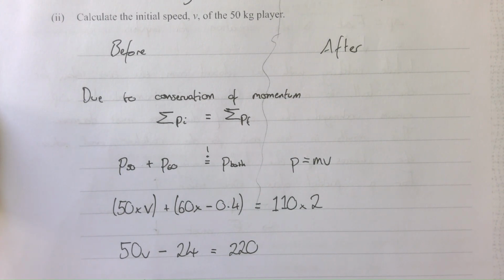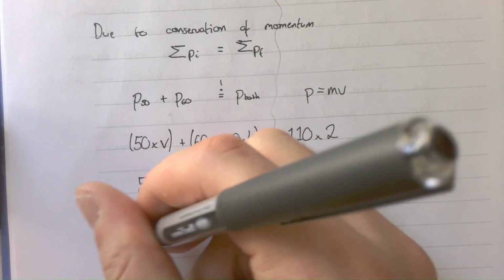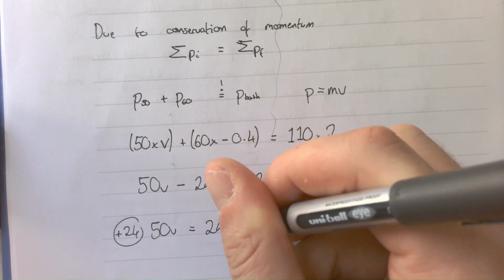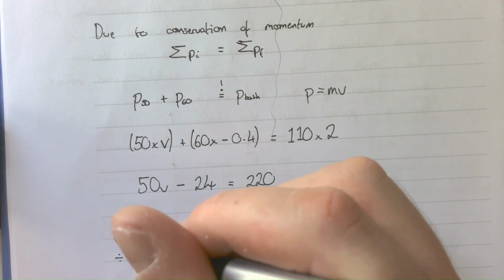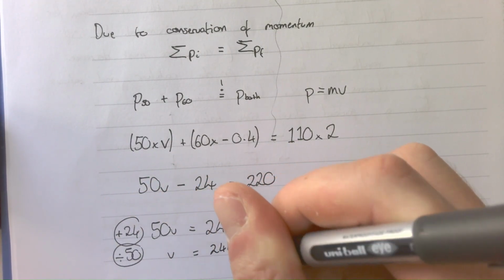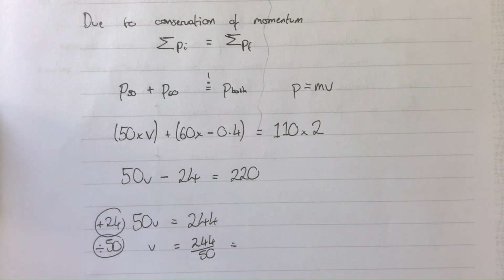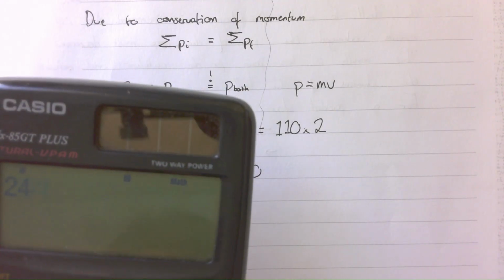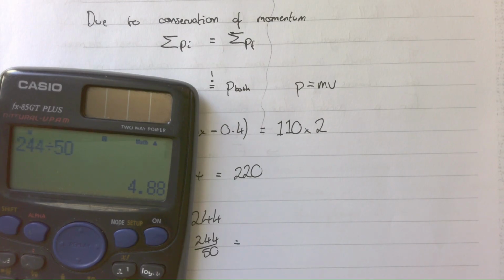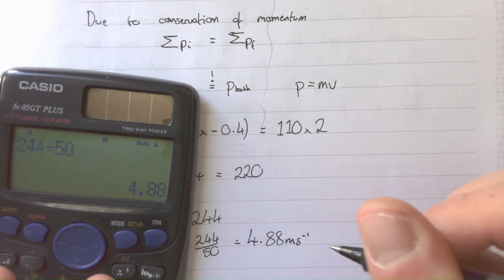Then obviously I want to get v on its own, so I'm going to add 24. Sorry, I'm going off the edge again. Add 24 to both sides. 50v is equal to 244. Then I'm going to divide by 50 so that I get v on its own. And my last thing is to put it in a calculator. 244 over 50 gives us 4.88 meters per second.